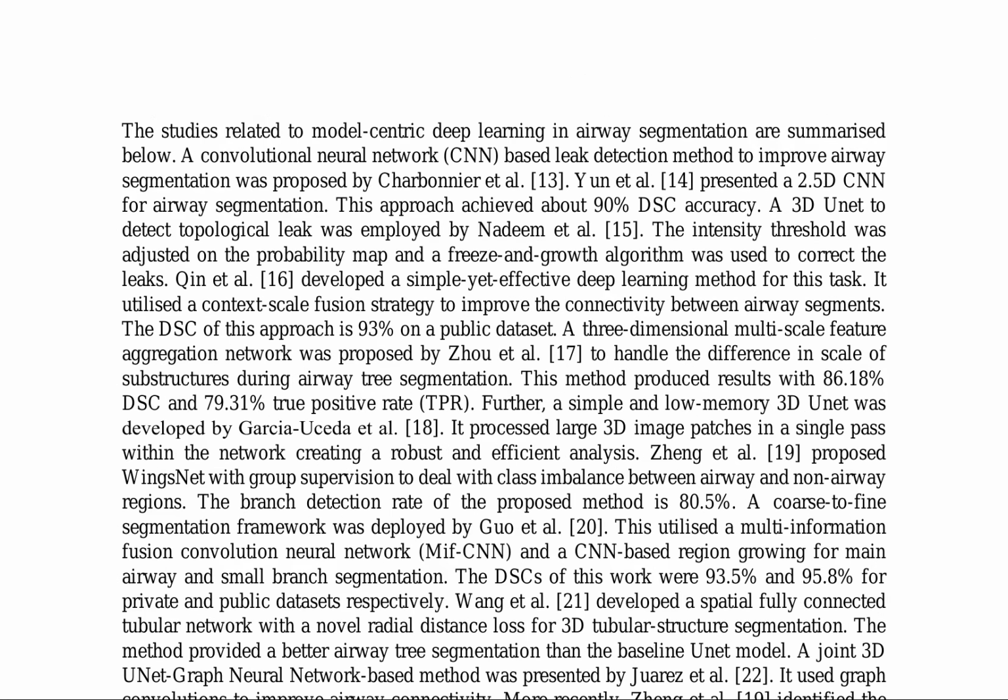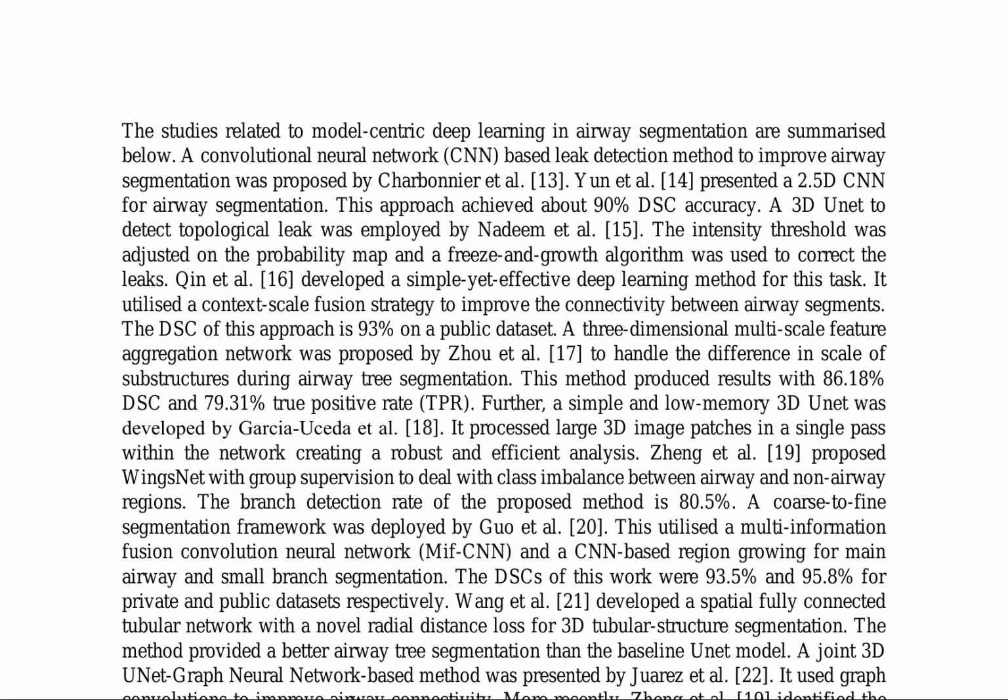Recent studies have explored various model-centric deep learning approaches for airway segmentation, including convolutional neural network (CNN) architectures such as 2.5D CNNs, 3D UNets, and multi-scale feature aggregation networks. Notable methods include Chin et al.'s context scale fusion strategy, achieving 93% dice similarity coefficient (DSC) accuracy, and Guo et al.'s coarse-to-fine segmentation framework, achieving 93.5% and 95.8% DSC on private and public datasets, respectively.